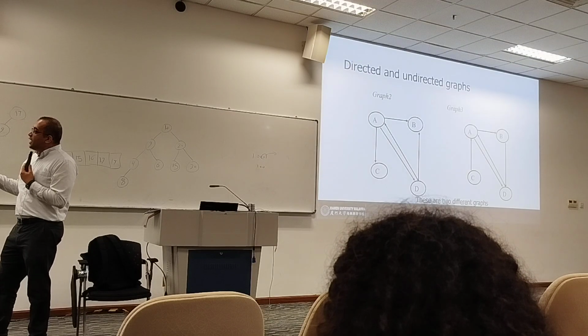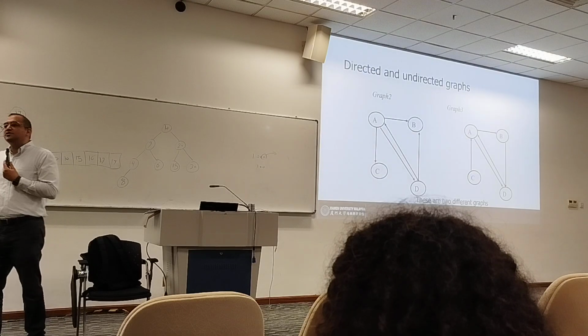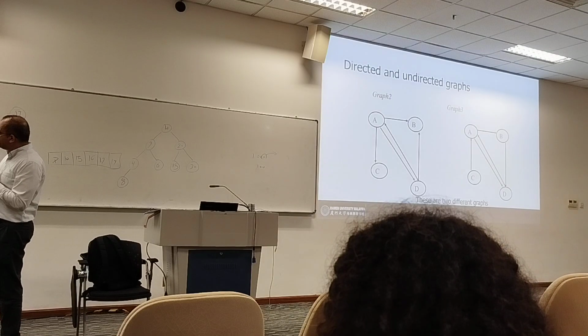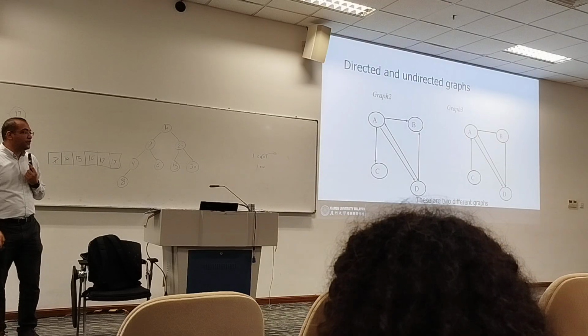So I look here. A is going to C, correct? In this graph, is A going to C? No, it's C going to A. That's it. They are not the same graph. And also one more. What is it? B and D. In one graph B is going to D, and in the other D is going to B. All right. So they are not the same graph. They are different graphs, right?